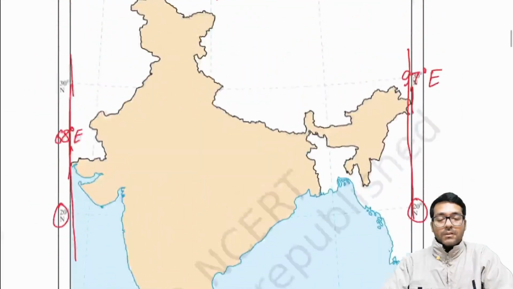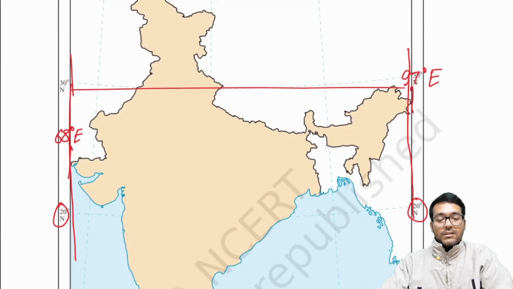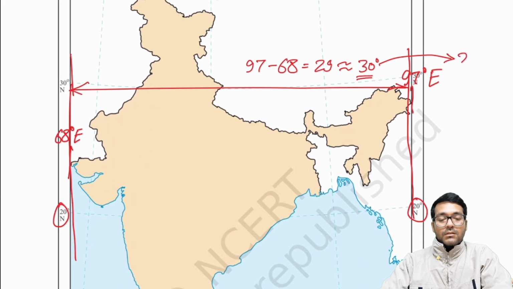You can see the longitudinal extent of India is around 29 degree, or in round figure you can say 30 degree. So there will be difference of 2 hours in time between a place at 97 degree east and a place around 68 degree east.